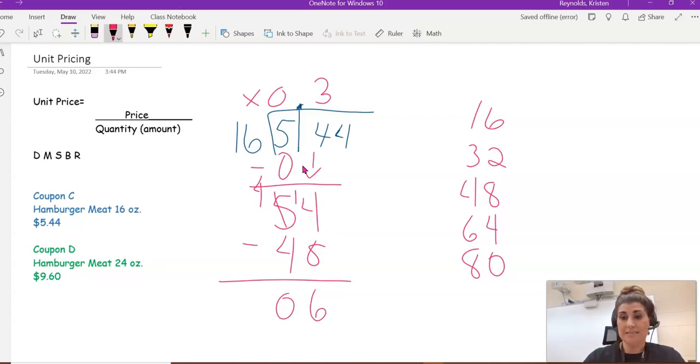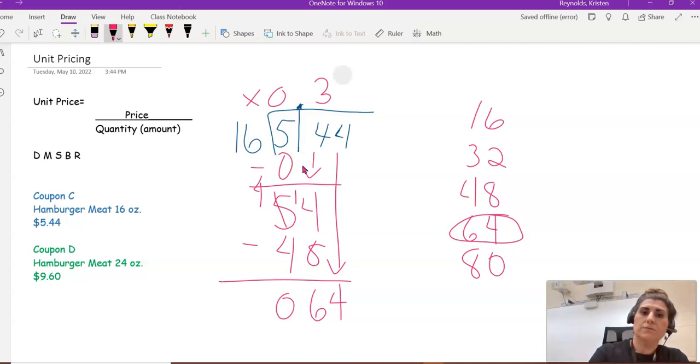So I am not done because I still have this 4 that I need to deal with. So I'm going to go ahead and bring that down, and I'm going to put a 4 here. So now I look and I say, how many times can 16 go into 64? 1, 2, 3, 4. Well, I see here that 16 times 4 is exactly 64.